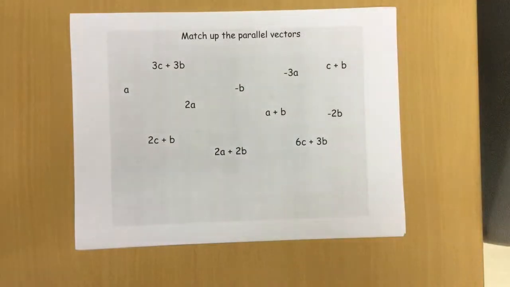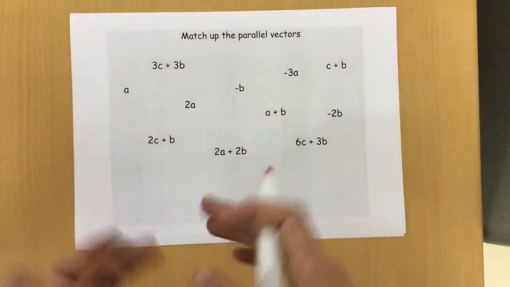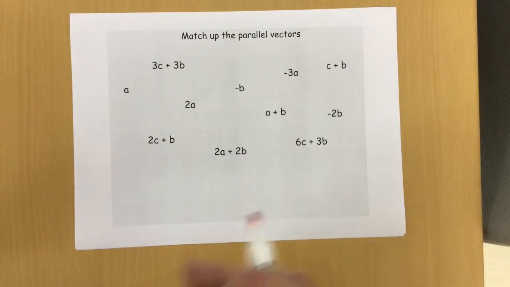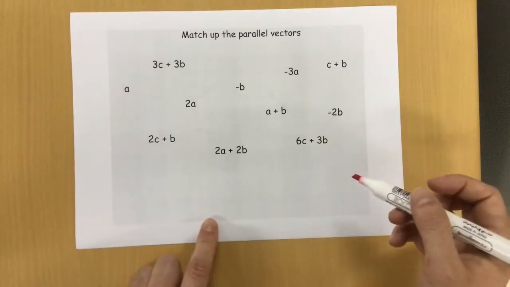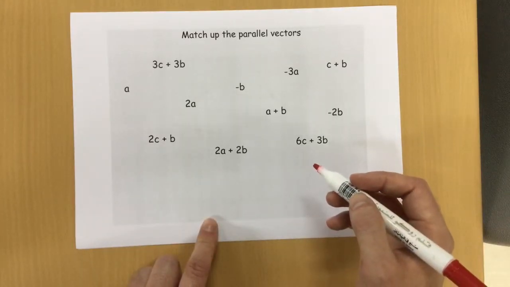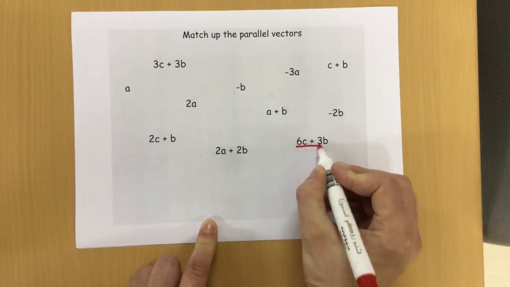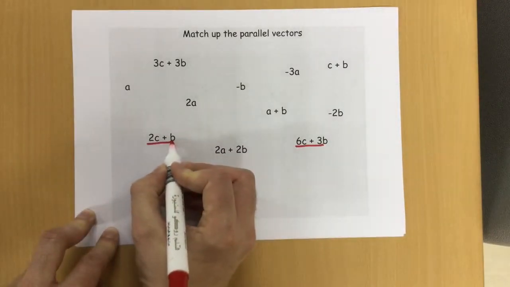Now, the same thing applies when vectors are written out in their letter form, like this. Matching up the parallel vectors. Let me show you one as an example. See if I can find ones to match up. Okay, so if we look at this one and this one.